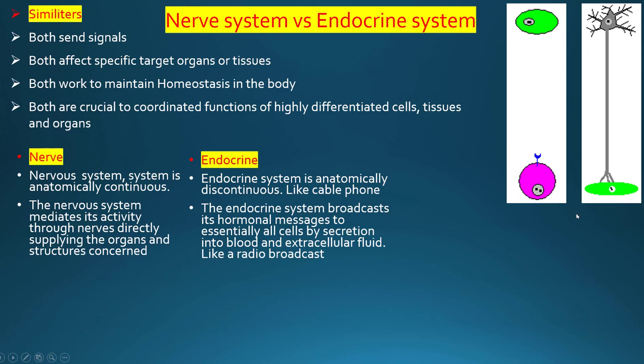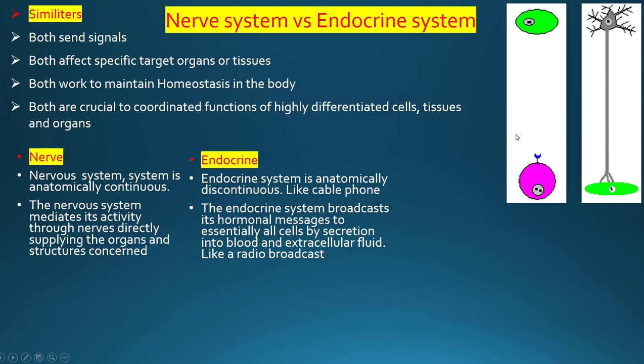Differences. The nervous system is anatomically continuous. The nervous system mediates its activity through nerves directly supplying the organ and structure concerned. They are just like a telephone cable. They are connected from the point of origin to the point of action. There is no break between the origin and the target organ. The endocrine system is anatomically discontinuous.